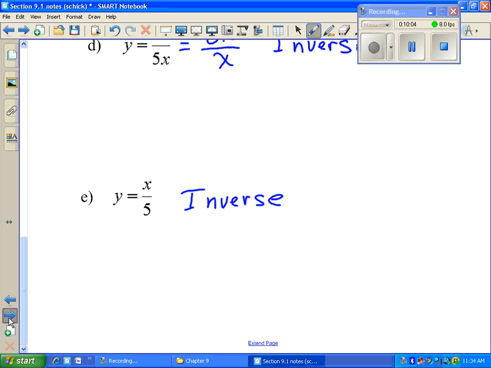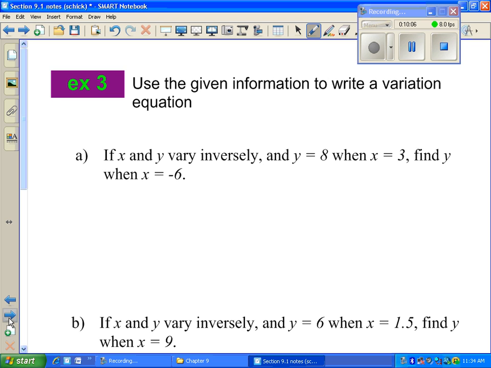What type of things are you going to see? Let's look at this. Example 3. Use the given information to write a variation equation. If x and y vary inversely and y equals 8 when x equals 3, find y when x equals negative 6.